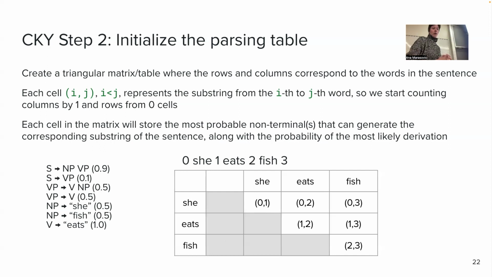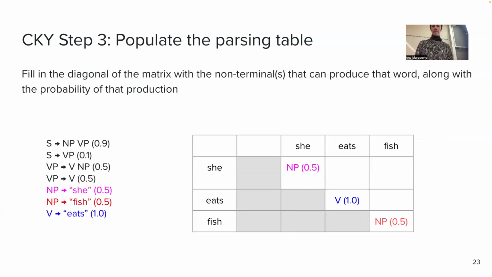Okay. What CKY is going to do is populate this table such that we store the most probable non-terminals that can generate the corresponding substring of the sentence. So we are going to start populating these cells. These are not the values of the cells. Here, I just wanted to show you the indices of these cells. Okay. So we are going to populate the parsing table.